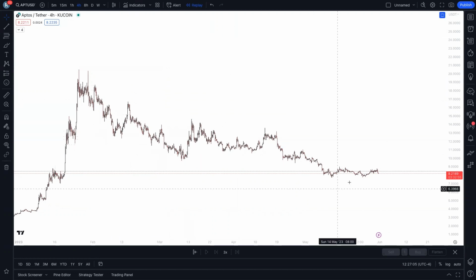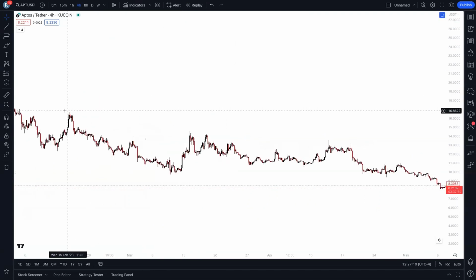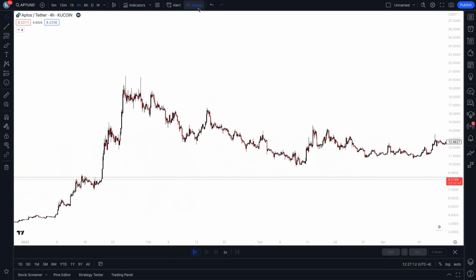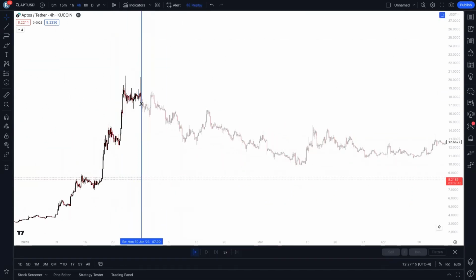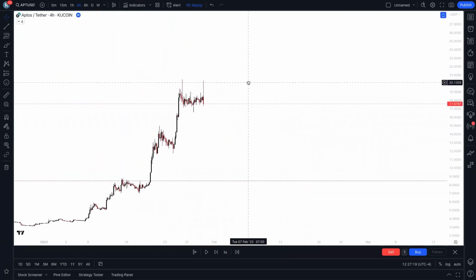What I'm going to do is bring up this APT chart, and I'm going to bring it back to around right here, just because I like the reactions that happen around here. And I think, like I said, it ties in nicely with the demand zones.